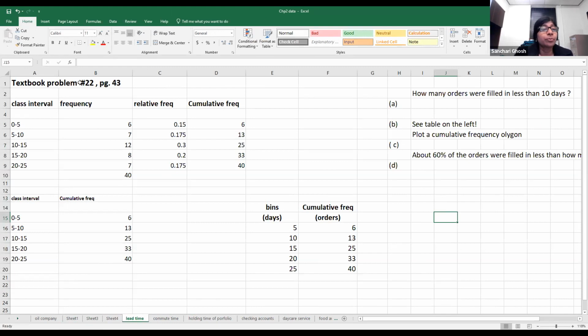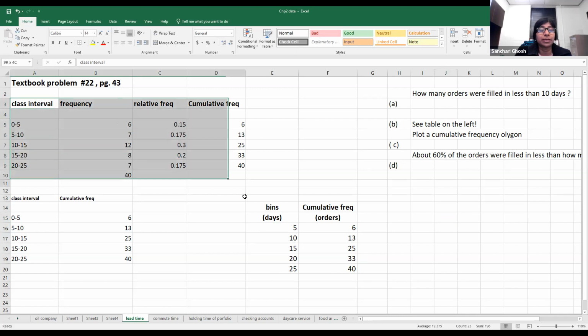This is a problem from your 9th edition of the textbook. It would be page 43, number 22. It is about the lead times when order is fulfilled. So if you give a lead time and order, that's a frequency, complete frequency distribution, by the way.